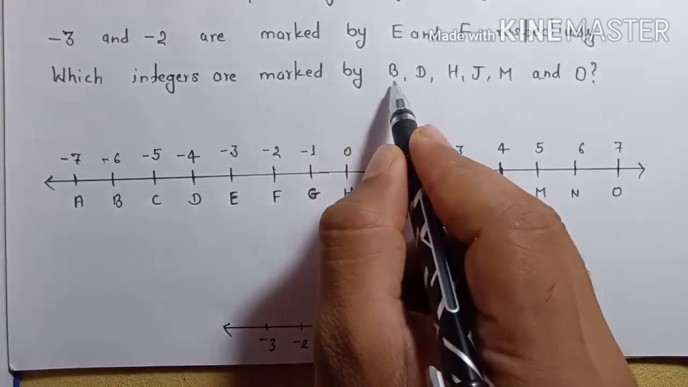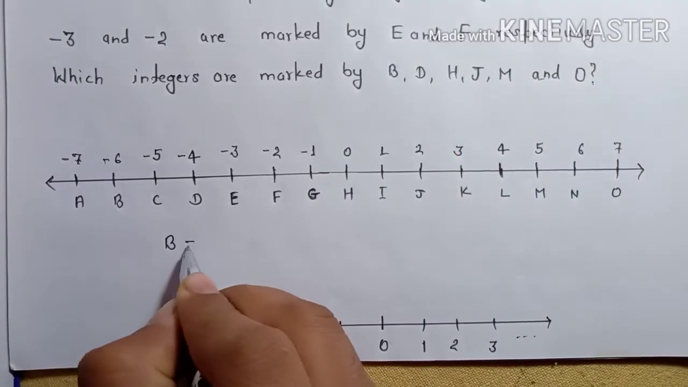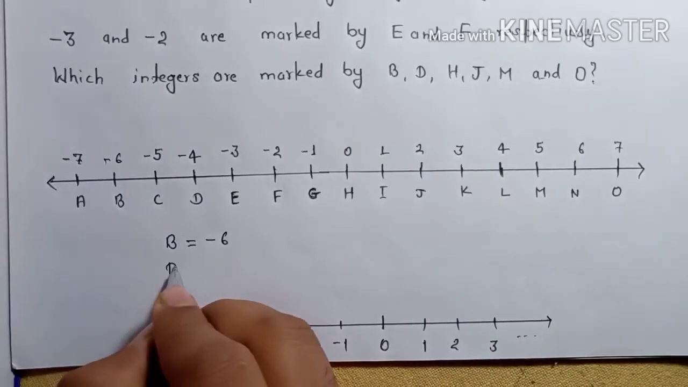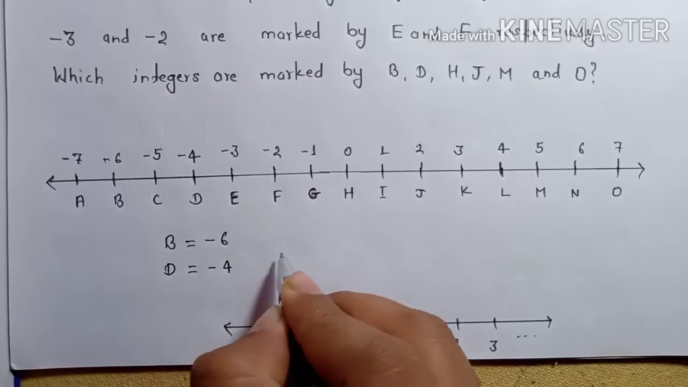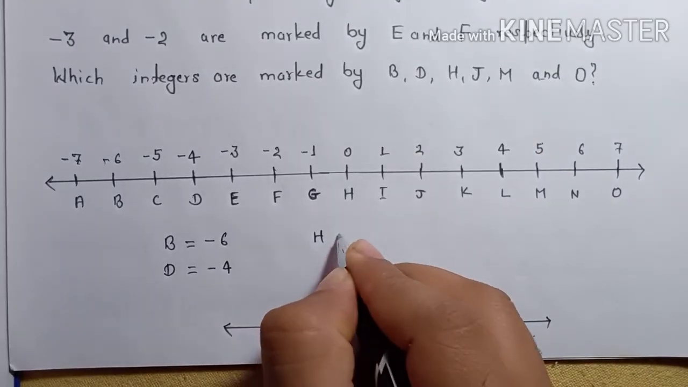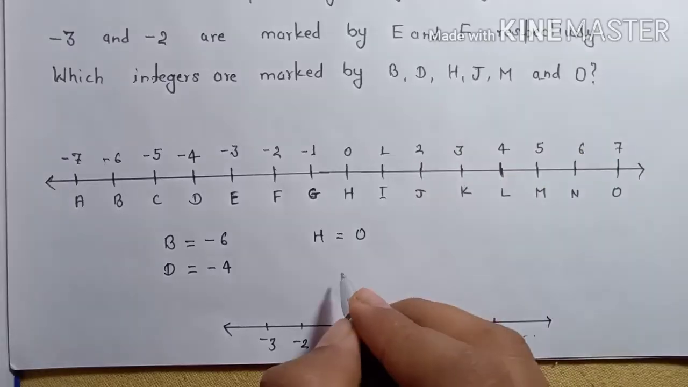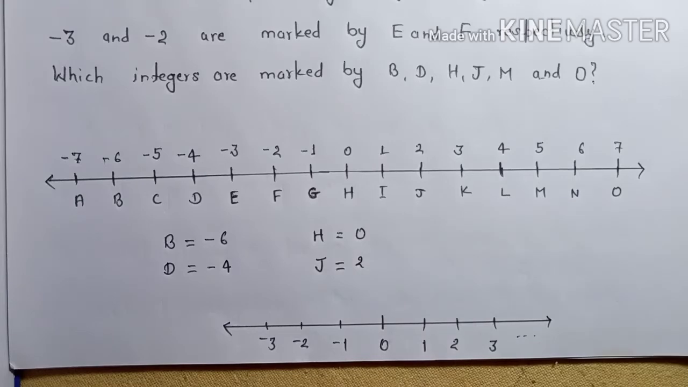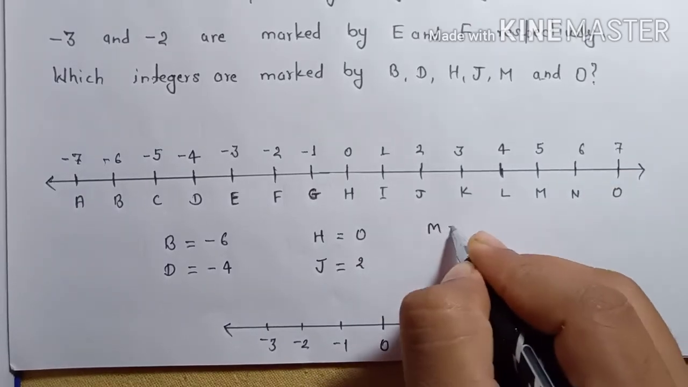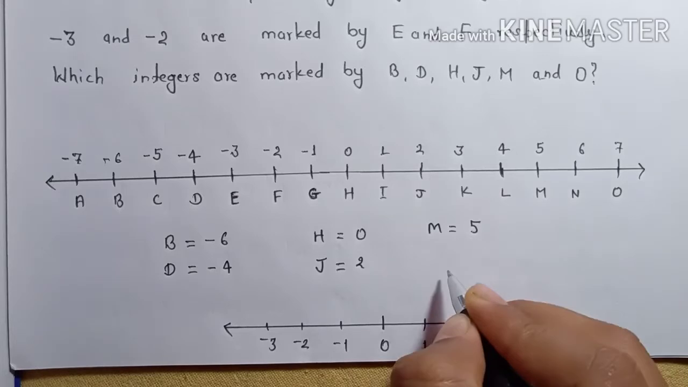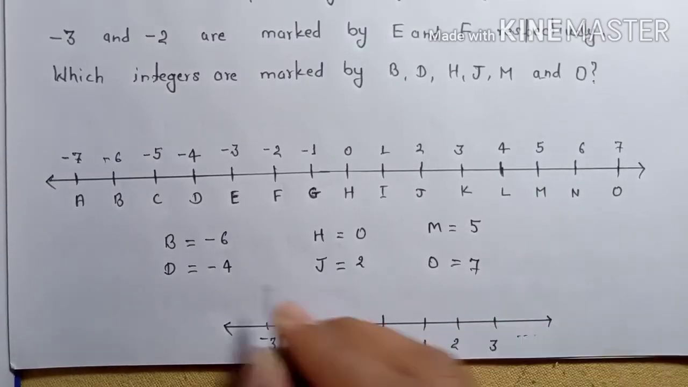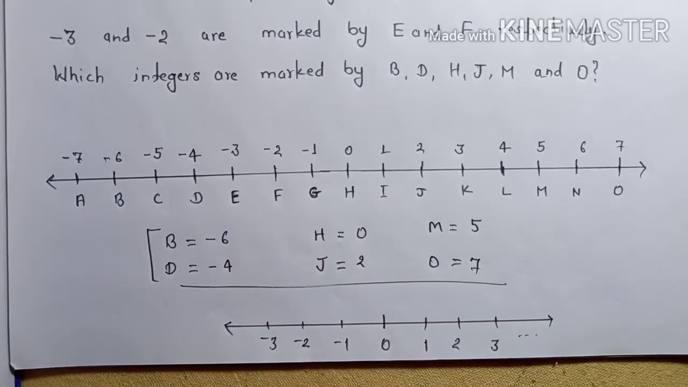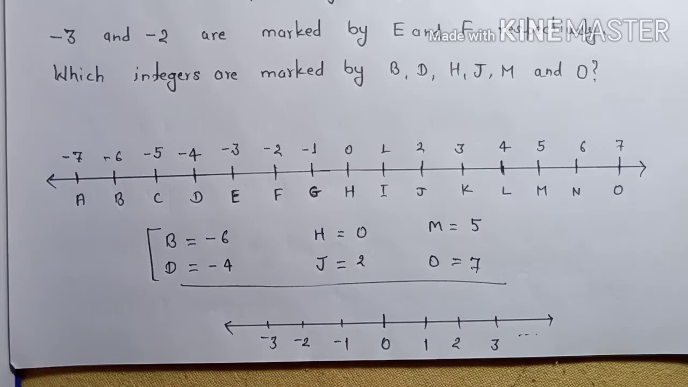Now you can see B is -6. You are getting your answer here. D is -4. H is 0. J is represented by 2. M is 5 and O is 7. So these are the answers here. Second part you have to try in your homework, and I will give that question in your homework.